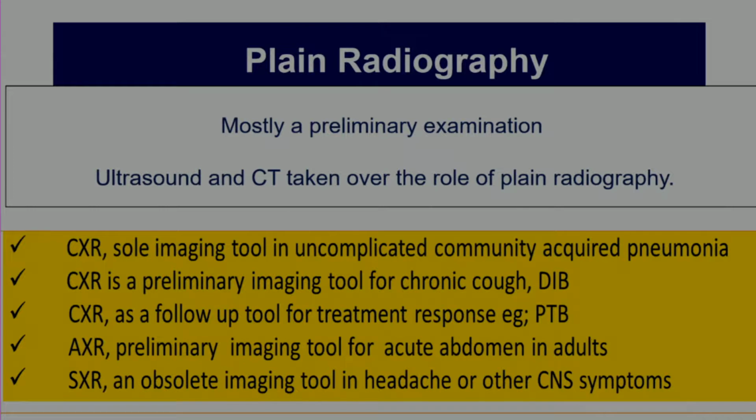And abdominal X-ray has become a preliminary imaging tool for acute abdomen in adults, but in children, we don't do many X-rays now because ultrasound has become the preliminary imaging method in acute abdomen in children. And skull X-ray, sad to say, has become an obsolete imaging tool, with its only place still in institutions where CT is not available. Your forensic experts will require these things, but definitely not for headache and other CNS symptoms.